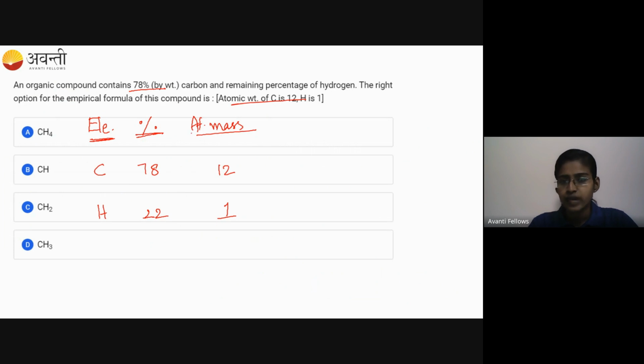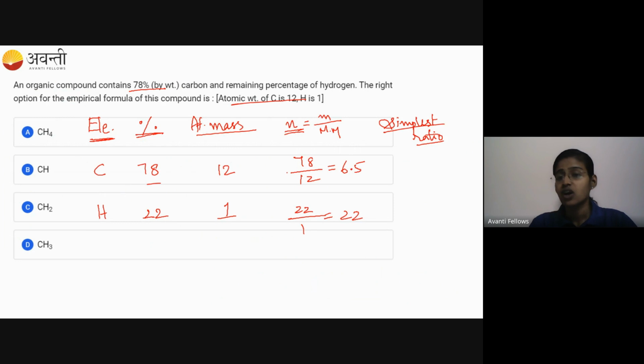And then our job is to find out the number of moles, right? What is number of moles? Mass divided by molar mass. So what is the mass of carbon? It is 78 divided by 12. This will be equal to 6.5. And here 22 divided by 1 will give 22. And then we have to find out the simplest ratio. To find out the simplest ratio, what we have to do? Divide all the number of moles by the smallest value. And here we have only two elements.